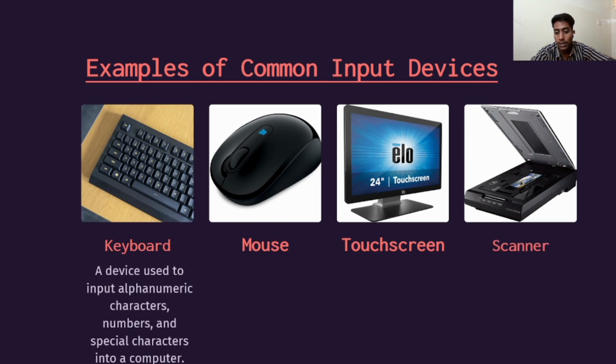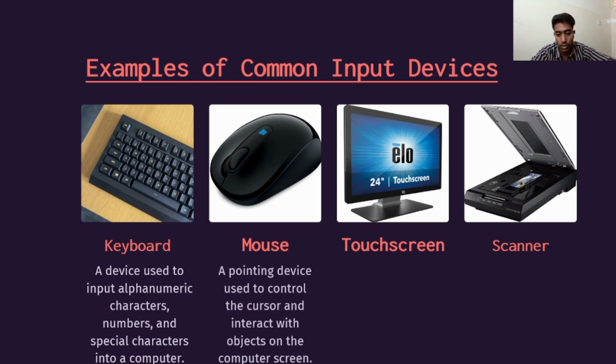What is meant by keyboard? It is a device used to input alphanumeric characters, numbers, and special characters into a computer. What is meant by mouse? It is a pointing device. It is used to control the cursor and interact with objects on the computer screen.